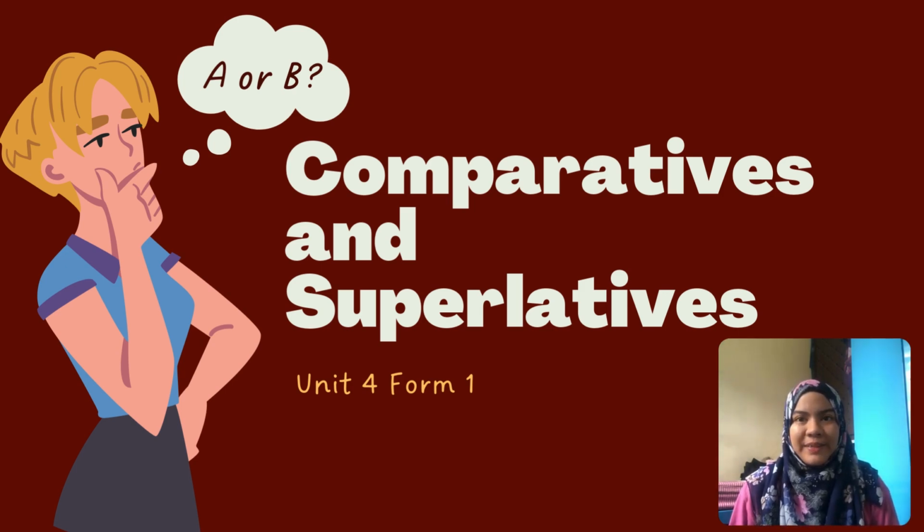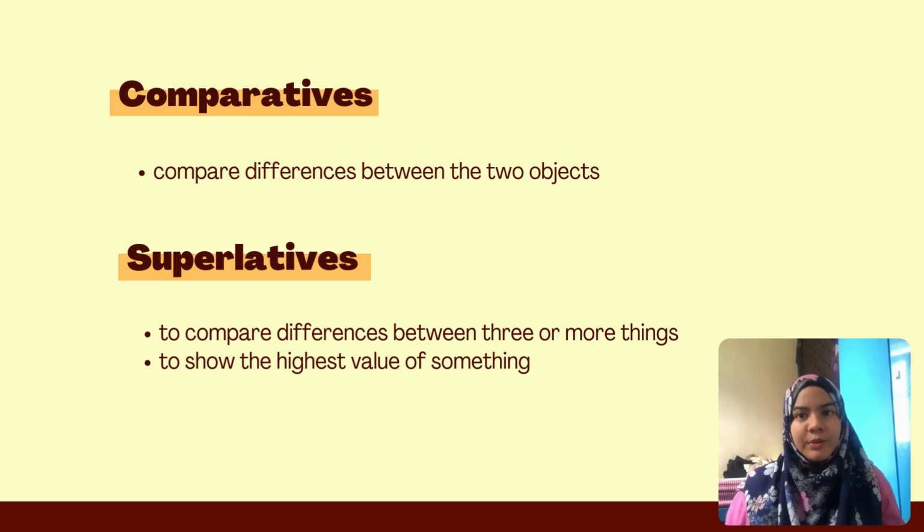and superlatives. Let's go into the lesson now. So, what are comparatives? Comparatives are used to compare between two objects, A and B. Meanwhile, superlatives are used to compare differences between three or more things or to show the highest value of something. So, do you guys get the concept of comparatives and superlatives?